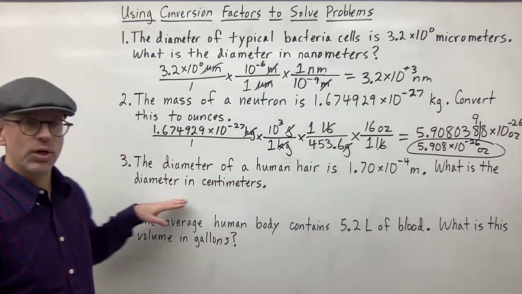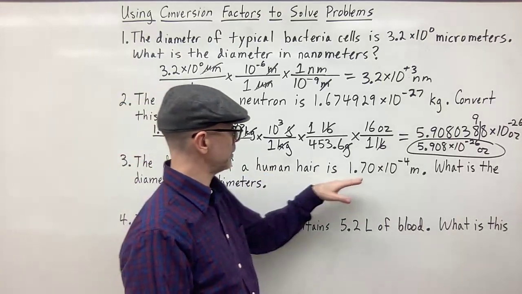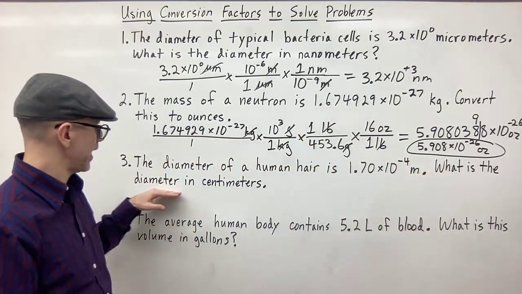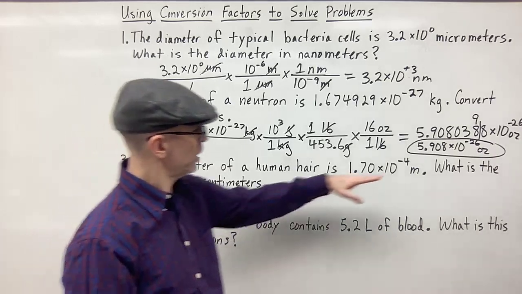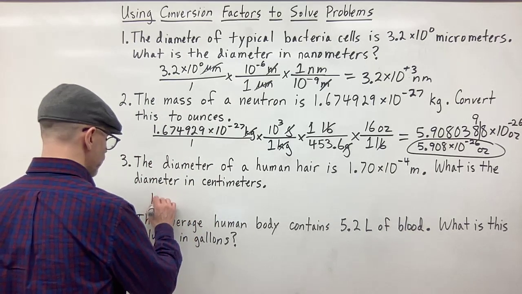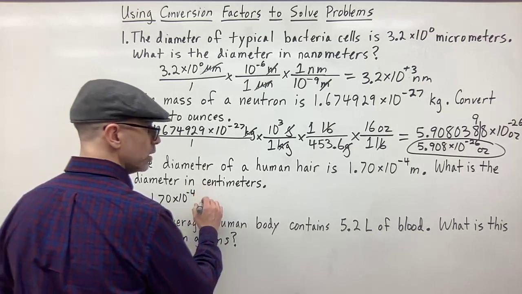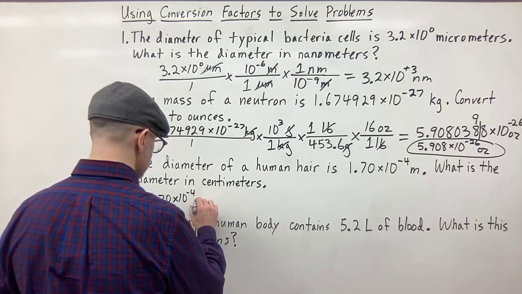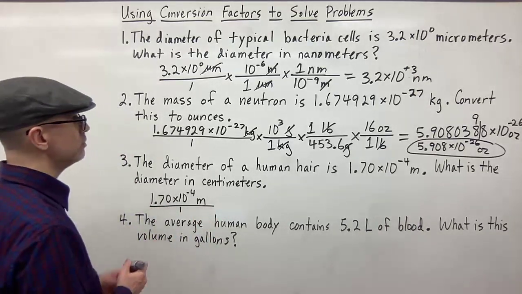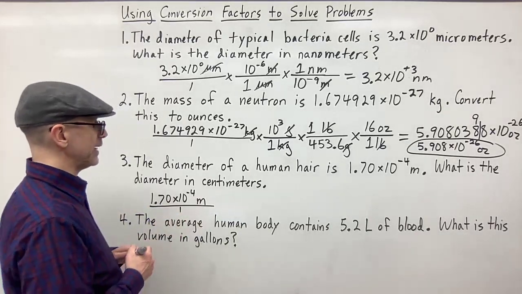Now, what about number 3? So number 3, we have the diameter of a human hair this time is 1.70 times 10 to the negative 4 meters. What is the diameter in centimeters? So they want us to convert meters to centimeters. So we're going to start with 1.70 times 10 to the negative 4 meters over 1. Okay. And we want to convert that to centimeters.